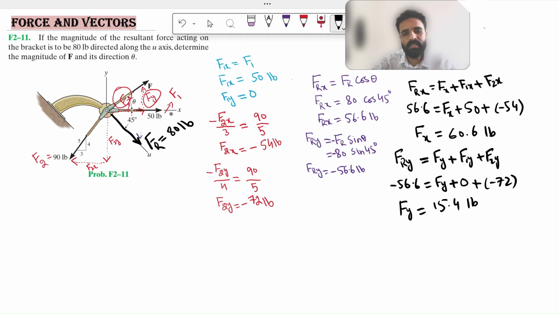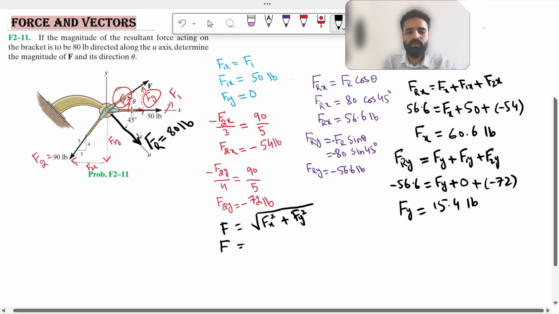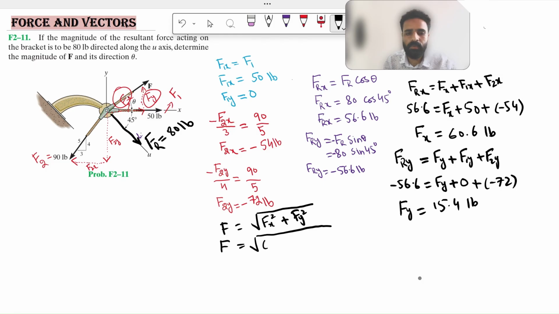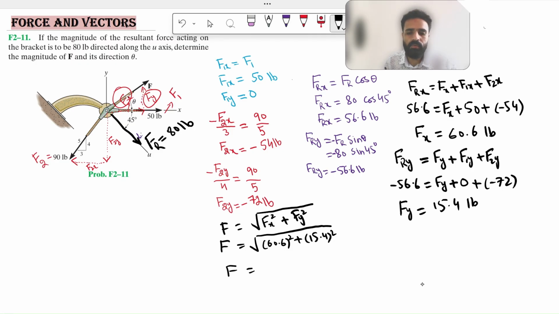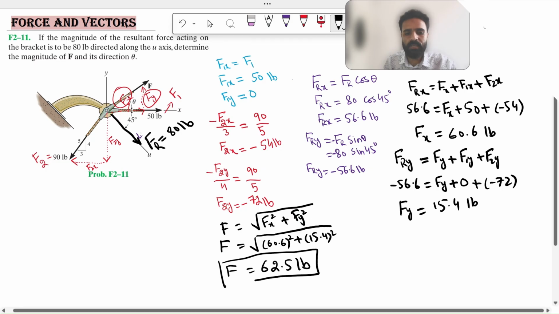Now we'll be finding the magnitude. For magnitude, I will be applying the magnitude formula. The magnitude will be equal to the square root of Fx squared plus Fy squared. So I will be substituting the values of Fx and Fy. The Fx value is 60.6 squared plus 15.4 squared. I'll be putting the values in the calculator, and we will get the value of the force. It will become equal to 62.5 pound. So this is the answer for the magnitude of the force.